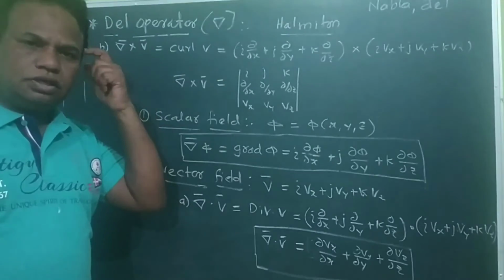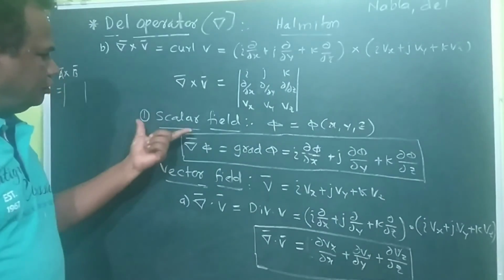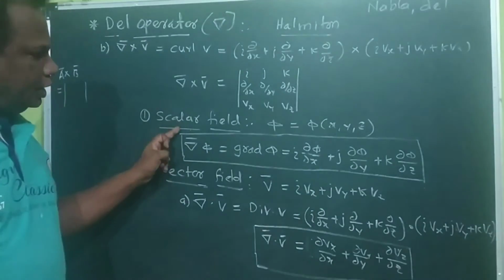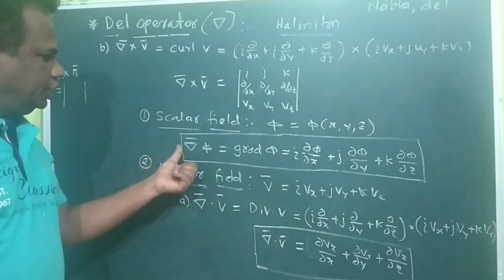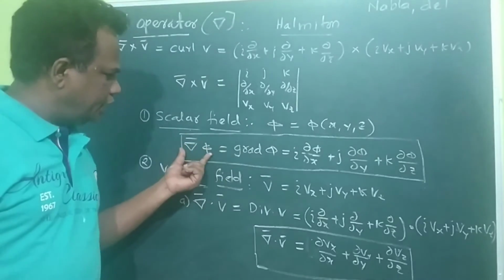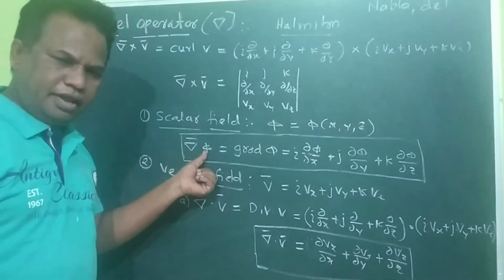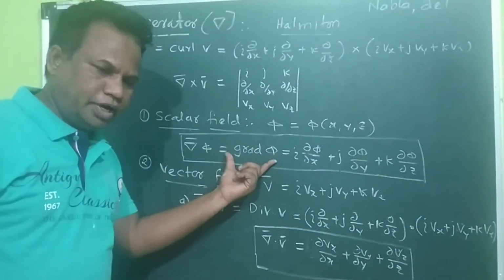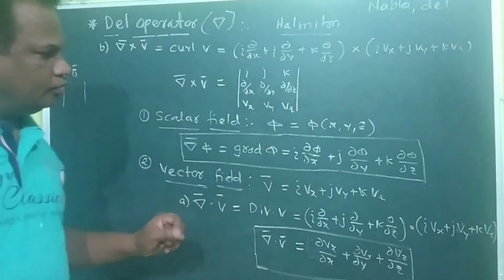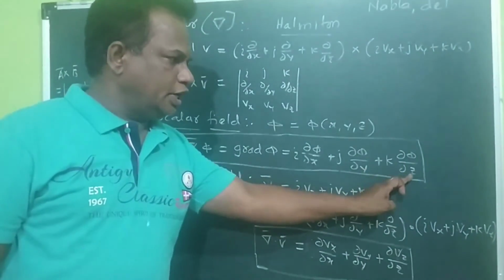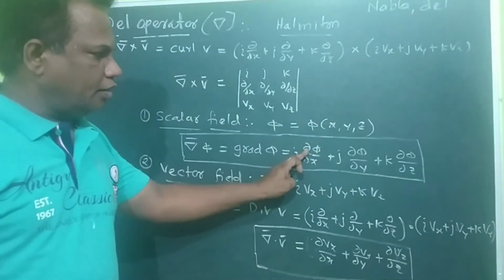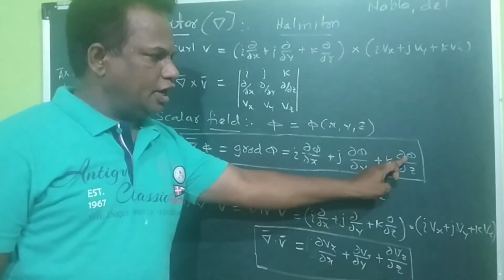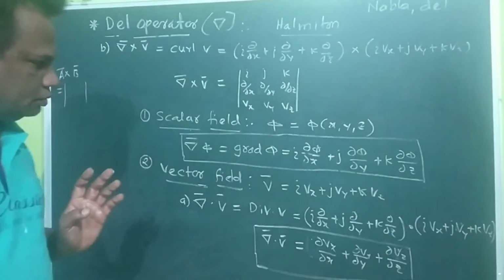This operator can be operated on a scalar field as well as a vector field. When del is operated on a scalar field, we get this quantity. It is read as del phi, grad of phi or gradient of phi. Its value is given as i ∂φ/∂x + j ∂φ/∂y + k ∂φ/∂z.